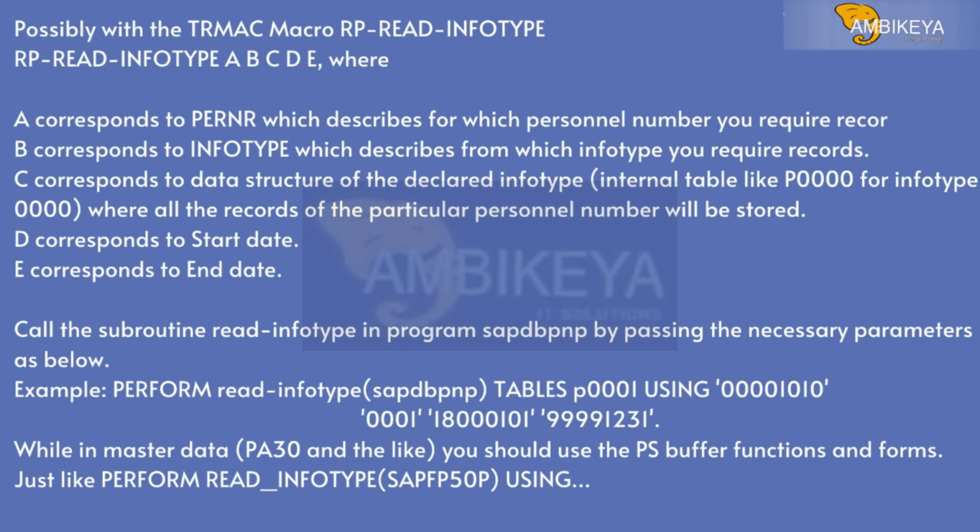Call the subroutine READ_INFOTYPE in program SAPFP50P by passing the necessary parameters as below. Example: PERFORM READ_INFOTYPE IN PROGRAM SAPFP50P TABLES P0001 USING 00001010 00011800010199991231. While in master data, PA30 and the like, you should use the PS buffer functions and forms, just like PERFORM READ_INFOTYPE IN PROGRAM SAPFP50P USING.